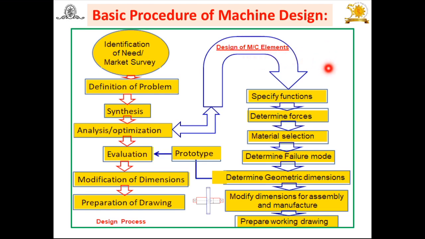Then how to design that shaft, how to design the gear or the keys. That means design of individual machine element and its procedure which is given here. Now here in design of individual component or machine element, first step is specify the function. Specify the function means, suppose shaft.